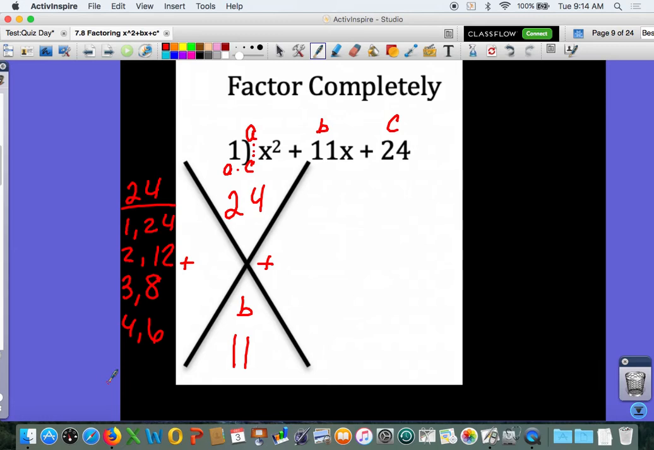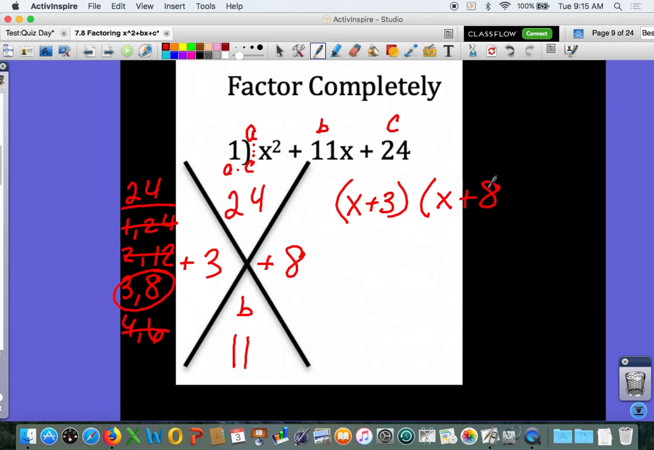Okay. So which set adds together to give me 11? 1 plus 24 is 25. 2 plus 12 is 15. 3 plus 8, hey, that's 11. 4 plus 6, that's 10. That doesn't work. So 3 and 8 are my factors. Because my A value is 1, I can just go and put my factors in their binomials. So my binomials will be x plus 3, x plus 8.